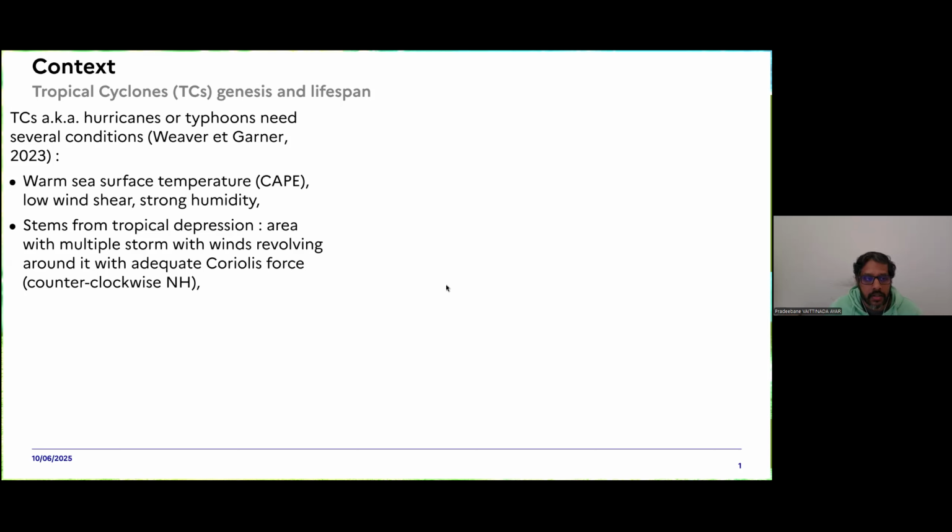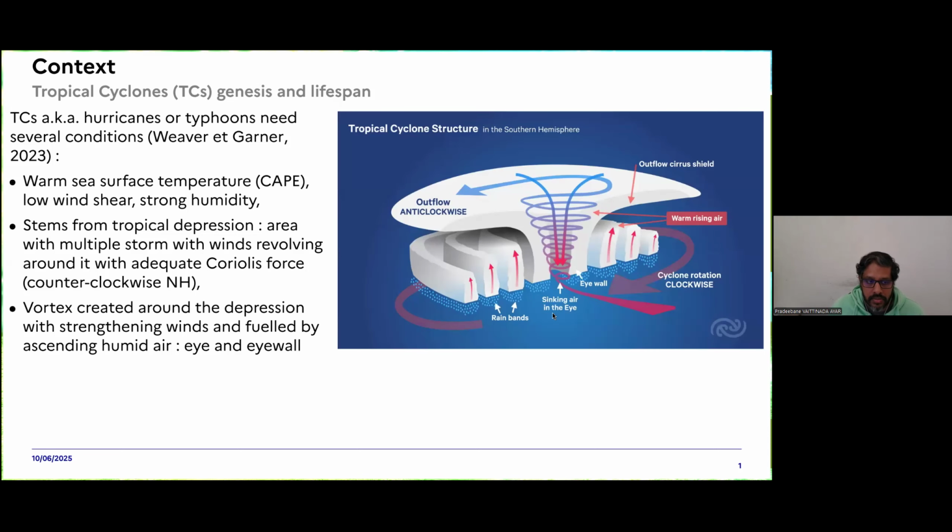Then you need also a tropical depression. So it's areas with several storms with wind revolving around them. And with the adequate Coriolis force, you end up with a tropical cyclone. So basically, you have the creation of a vortex around the depression, which is fueled by warm, humid air from the ocean, and it starts to revolve. It's basically counterclockwise in the northern hemisphere and clockwise in the southern hemisphere.